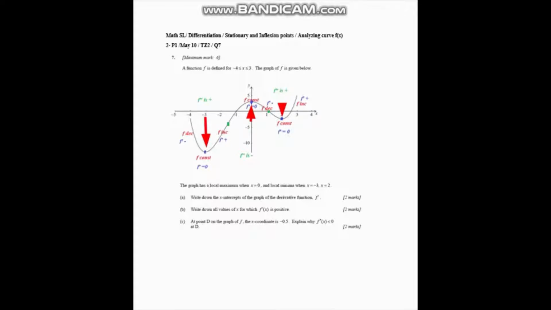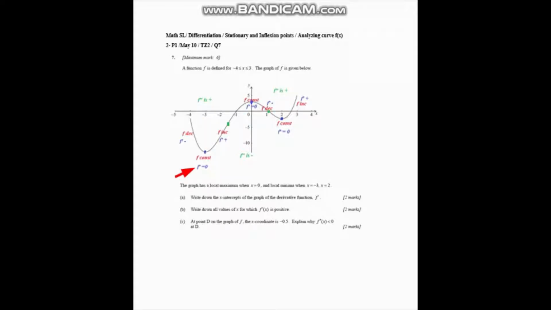And the minima are associated with the smiling parts of the curve, and the maximum is associated with the frown of the curve. So I want the x-intercepts of f dash. These are exactly the same as the turning points of f, because the x-intercepts are where f dash is 0. So where is f dash 0 on this curve?